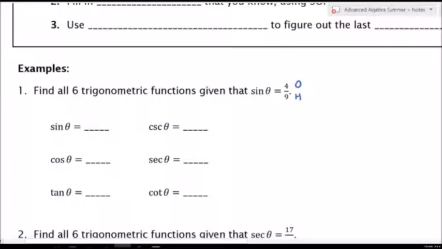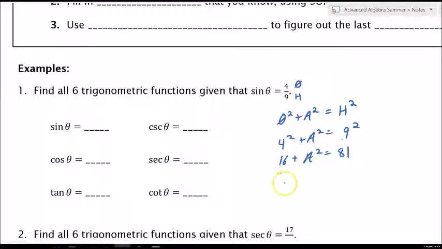So I think of my formula, right? So I know that O squared plus A squared is equal to H squared. And we don't have an A because all we know about is sine. So if I plug in here, that's 4 squared, don't know what A squared is, equal to 9 squared. So that would give me 16 plus A squared is equal to 81. And if we subtract 16 from both sides, we get A squared is equal to 65.